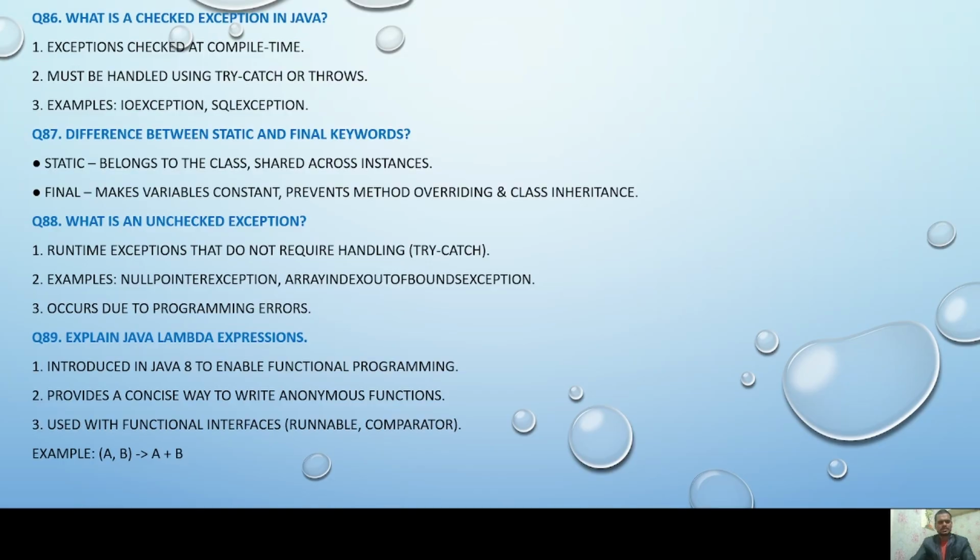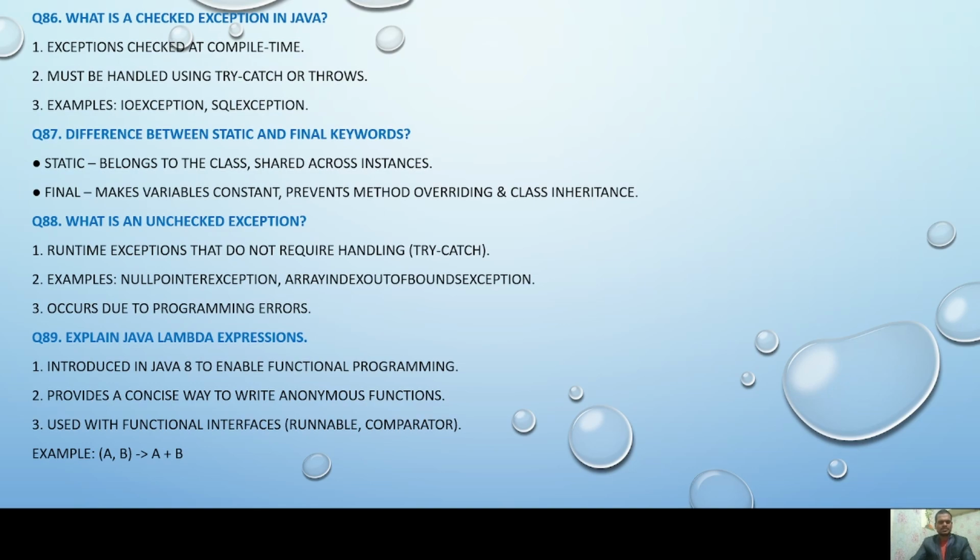Next question. Difference between static and final keywords. Static belongs to the class, shared across instances. Final makes variables constant, prevents method overriding and class inheritance.